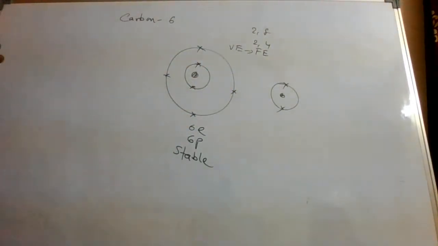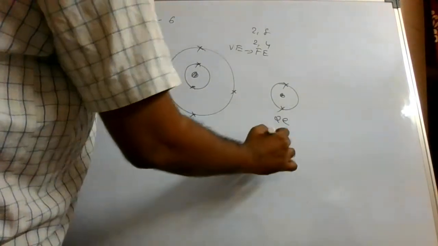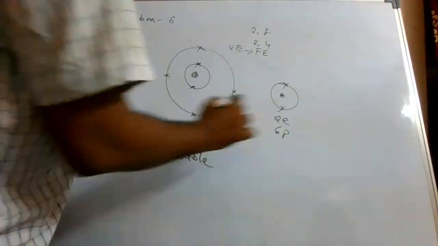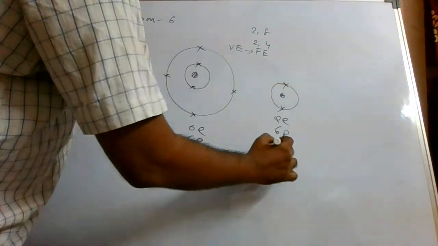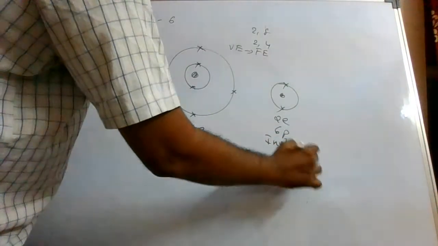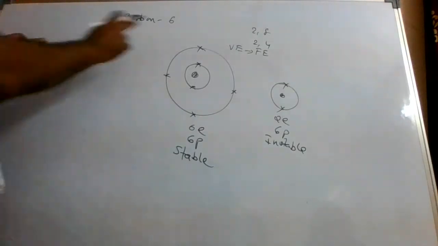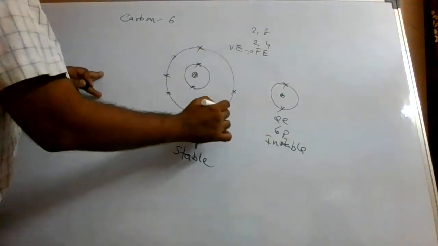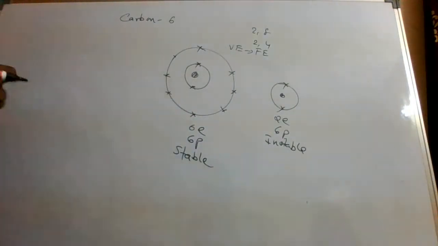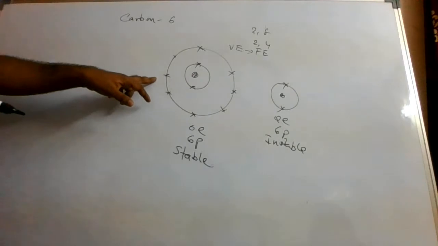But what will happen to the charge? Now how many electrons are there? There are 2 electrons, but protons remain the same, 6 protons. Is it desirable? It is basically unstable. Is it stable or unstable? It is unstable. You can also add 4 electrons. Let us say I add 4 electrons here. The atomic structure becomes more stable now. 2 is there, 8 is there.